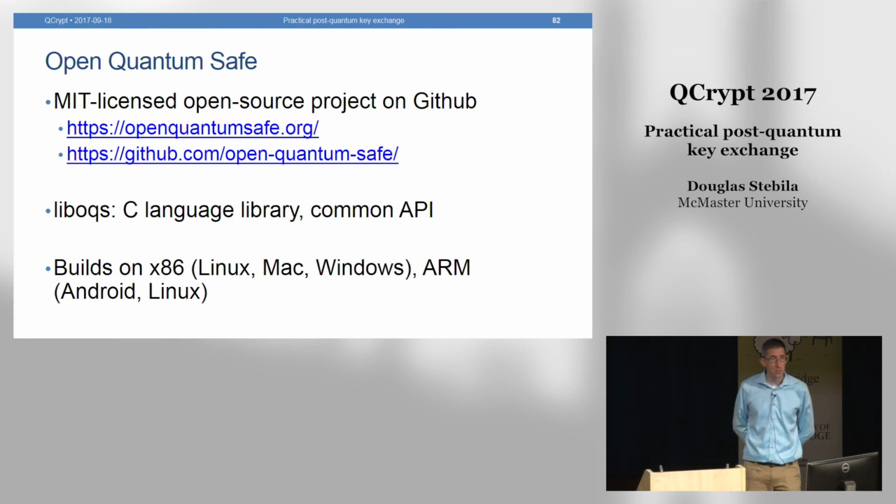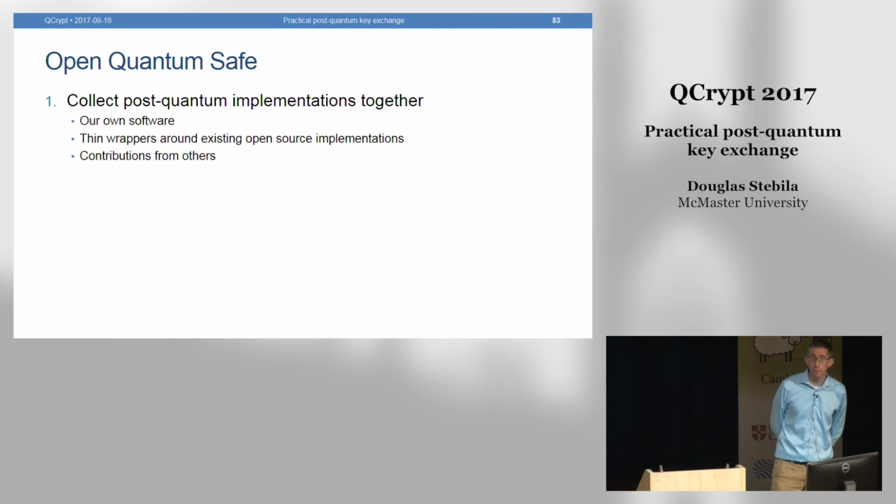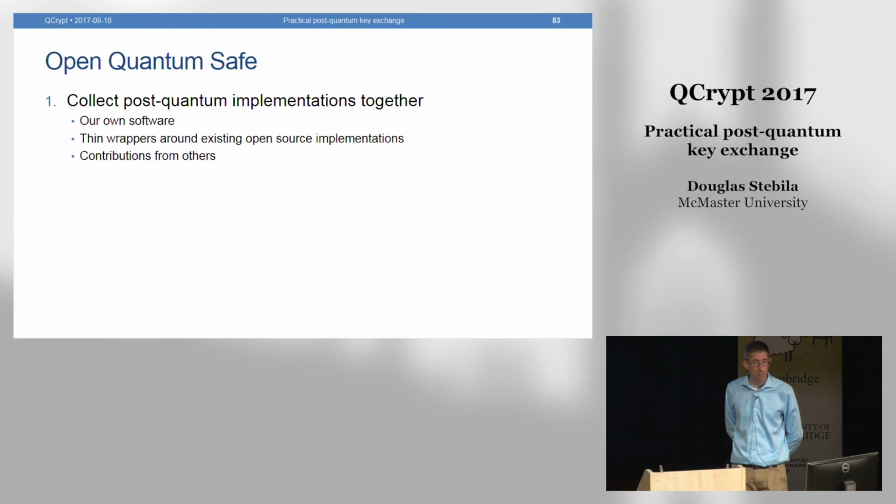Our library builds on x86 architectures as well as ARM, so it can be compiled on a Raspberry Pi, on Android, or on any of our desktop systems. And it collects together a variety of post-quantum implementations. So our software that we've written, or wrappers around existing open source implementations, as well as contributions from others.